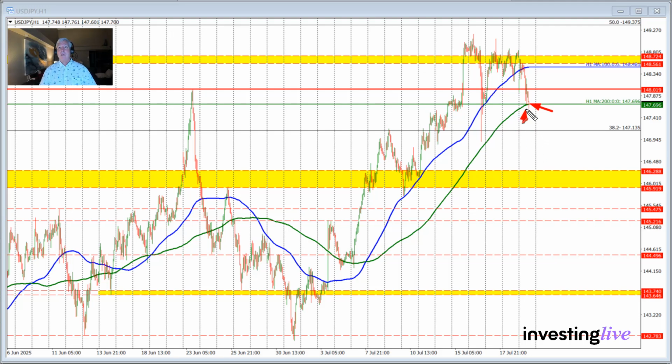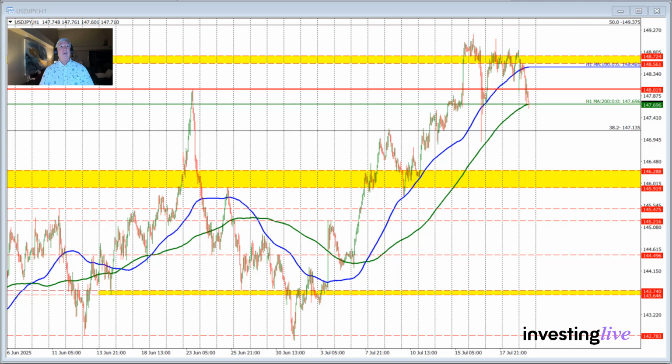We came down to it earlier today, found support buyers, moved marginally higher, but could not get above this line right here, which happened to be this high right here. And we rotated back to the downside, and we're now breaking below, or trying to break below, the 200-hour moving average of 147.696. If we're able to stay below that level, then we look toward the broken 38.2% retracement.